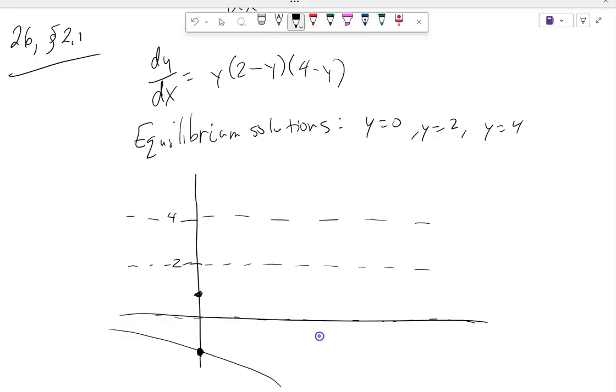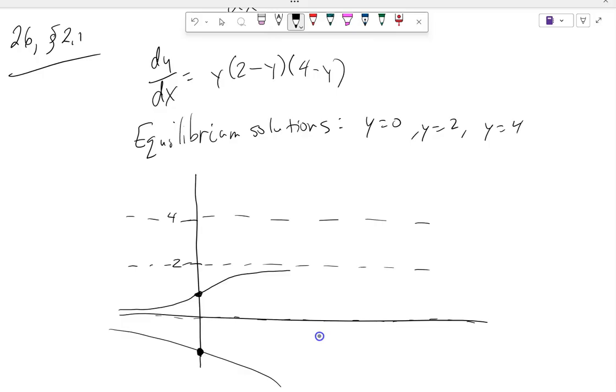Same idea. Pick a test point between 0 and 2? 1. Is your derivative positive or negative? And put in 1 for y. Yeah, this would be 1 times 1 times 3 is positive, right? Now, again, you're not going to cross over your equilibrium solution, right? Because those slopes are going to get really, really flat. You're not going to cross it, just like we didn't cross that vertical asymptote earlier. So when I draw a graph like this, it's going to go up. It has to have a positive slope all the time, right?